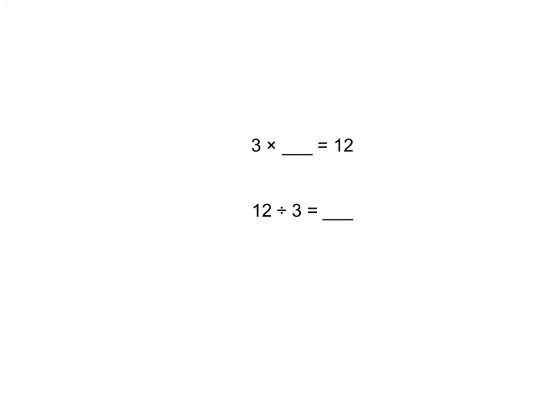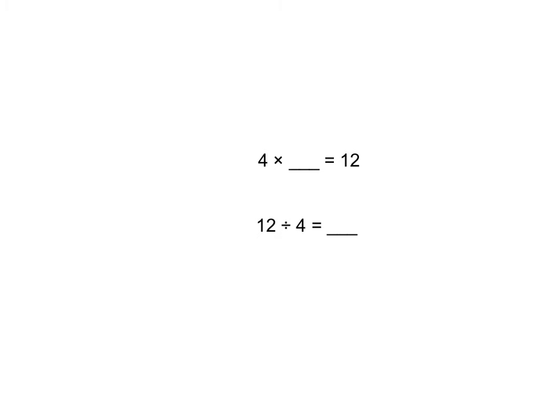3 times what equals 12? If you're counting by threes, you could count up to it if you're not sure right off, but you should have said that 3 times 4 equals 12. So then if we're saying, well, 12 divided by 3, 12 divided by 3 is going to equal 4. There's another fact that could go with that. 12 divided by 4 equals 3.